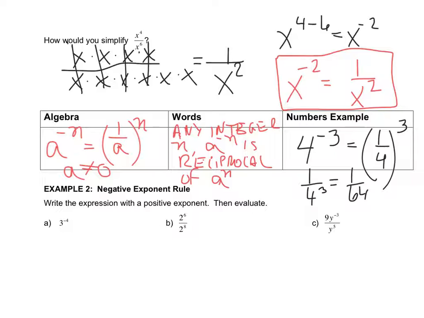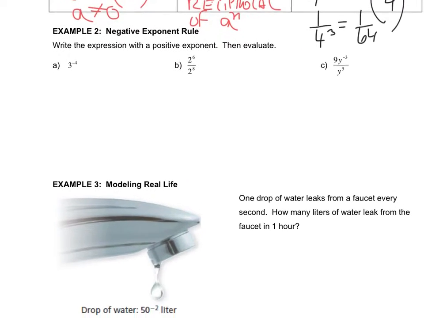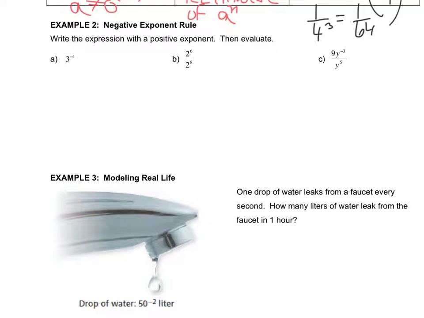So let's just see some examples, and maybe it will make a little bit more sense as you see some. So on the first one, we have 3 to the -4th. So 3 to the -4th, the -4 is affecting the 3.